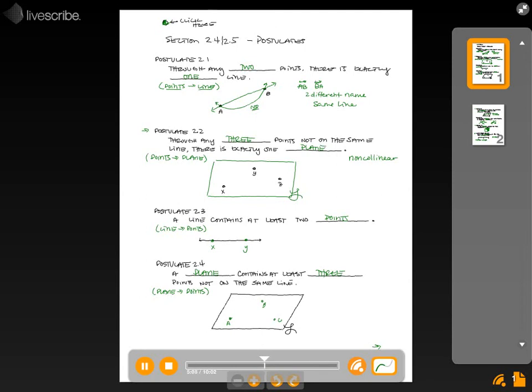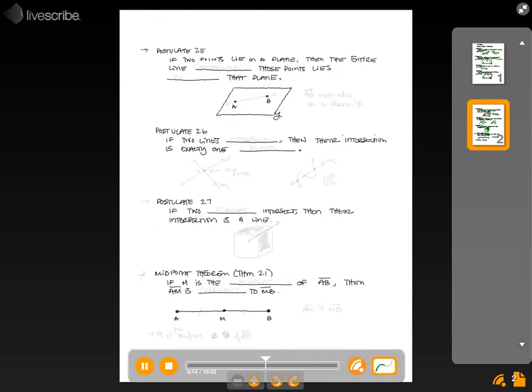Now 2.5 is different. It's not a converse of anything. It says, if 2 points lie in a plane, then the entire line containing those points lies in the same plane. Okay, I'll read it again because that was kind of choppy. If 2 points lie in a plane, then the entire line containing those 2 points lies in the plane.